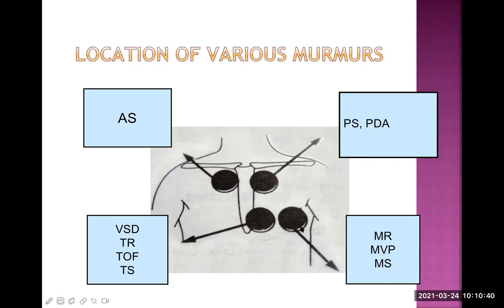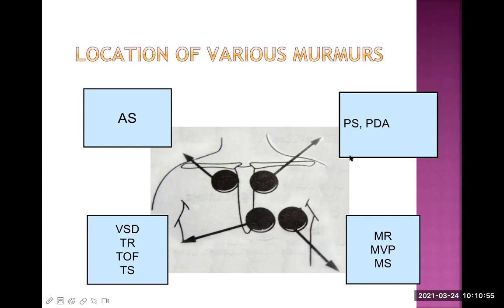Now the mitral area is called the apex. In children, it is at the fourth intercostal space, a little bit inside the midclavicular line. In adults, it is at the fifth intercostal space. This is the left lower sternal border, LLSB, also known as the tricuspid area.